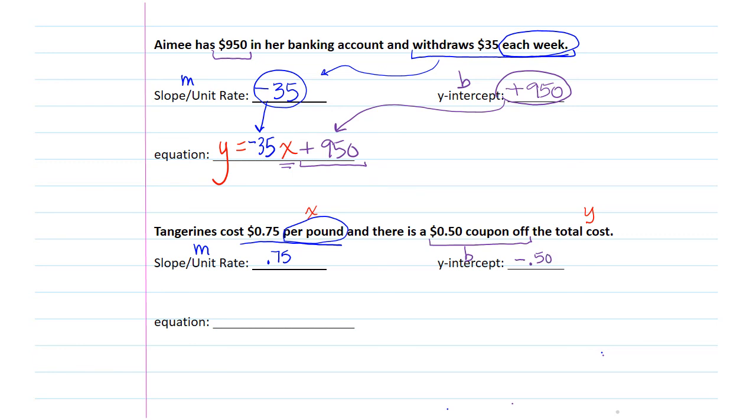Okay, so here's my equation. y equals something x, and then it's going to be plus or minus. So my m is 75 cents, 0.75. In my b, since I was taking off 50 cents, I'm going to take off 50 cents off that total cost there. So there's my final equation.